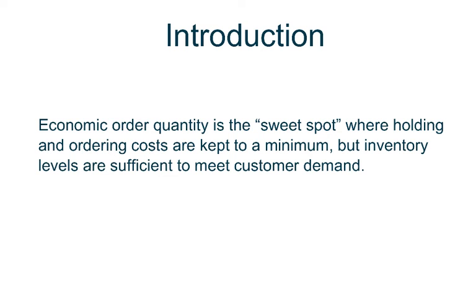Now, what is meant by the economic order quantity? That is basically the sweet spot where your holding and ordering costs are kept to a minimum, but your inventory levels are still sufficient to meet customer demand. Now, let's break down this introduction in smaller parts. So we are talking about the sweet spot. So that is the right spot. That is the correct or the right level of ordering. It's the right level of quantity that you are going to order.